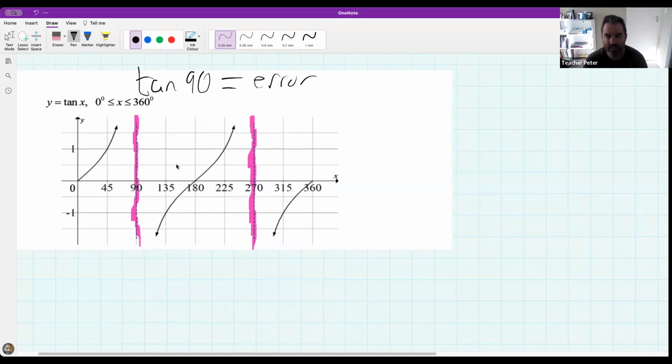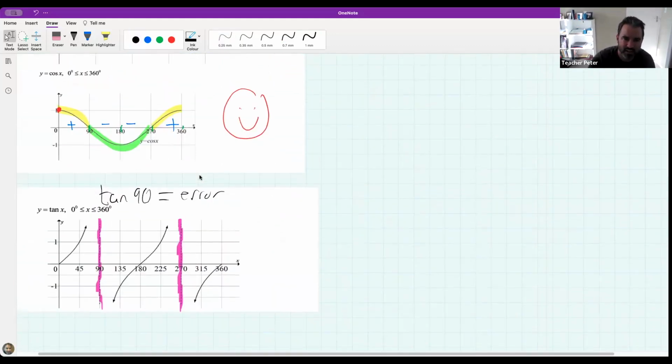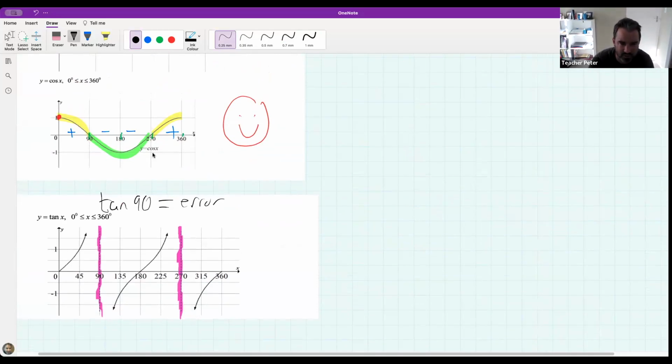Don't go there. The other thing about tan that's very different is it doesn't seem to get to the top of the mountain. It just goes up forever and it goes down forever. And then the other thing is that tan seems to go in two halves. It doesn't go in quarters, like the last graph did. Tan seems to do its own thing.